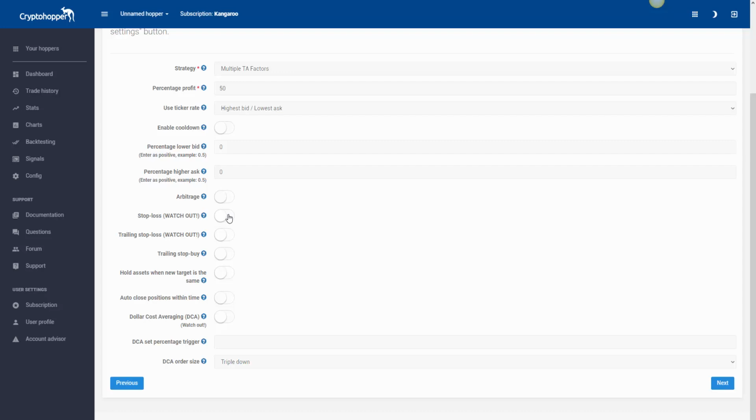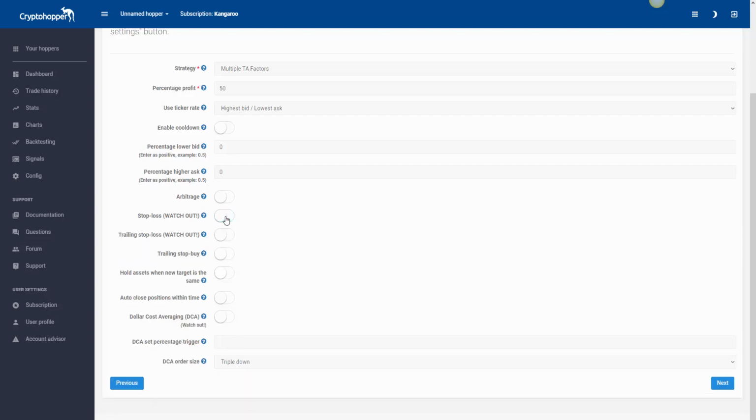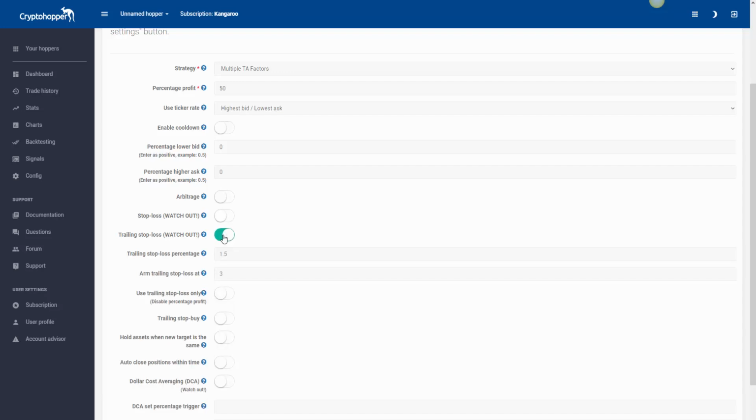But if you really want the bot to sell in loss, you can enable it here and put some percentage here. That means if the price drops by that percentage below the price you bought it, it will be sold in loss. Okay? I don't recommend enabling it, but you have that option. Let's talk about another very nice option, a very nice feature of CryptoHopper, trailing stop loss. Trailing stop loss is, in my opinion, one of the best features of the product.